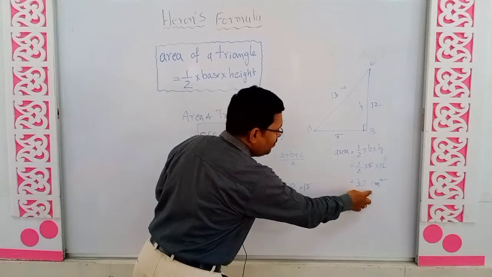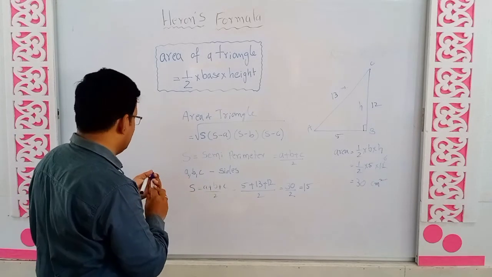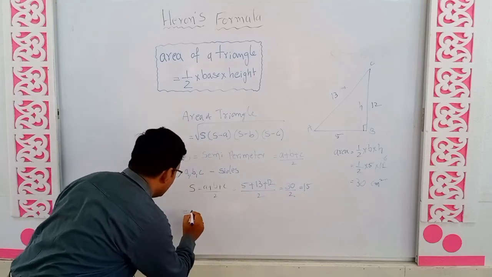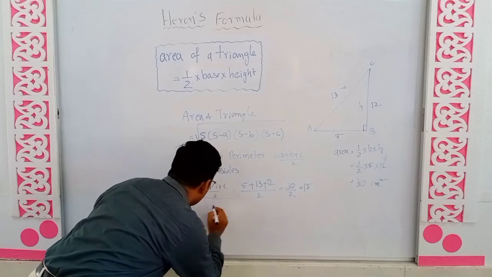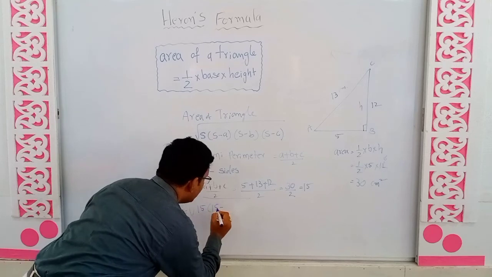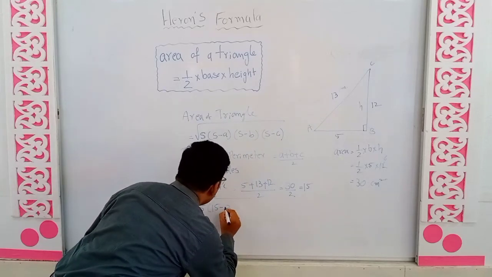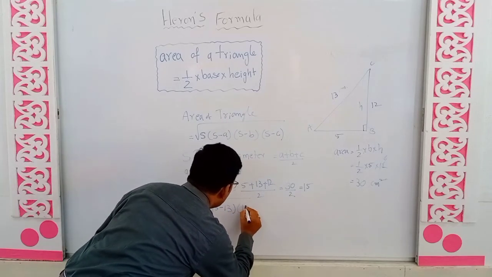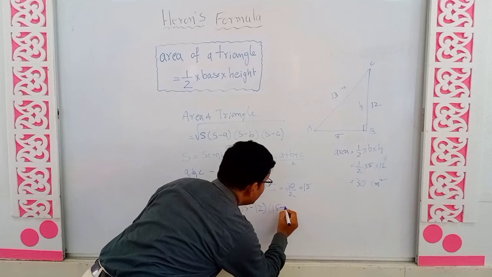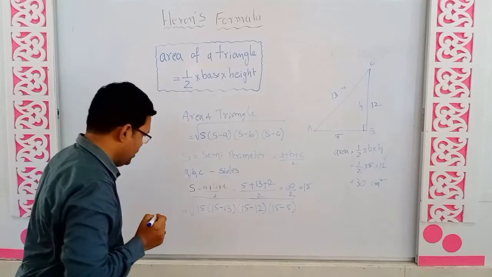If we are getting the same 30, then our formula is correct. So let us see. The area of the triangle by Heron's formula is square root of s, what is s? 15. Then 15 minus 13, into 15 minus 12, into 15 minus 5, entire square root.